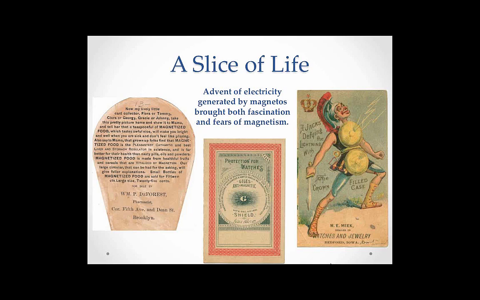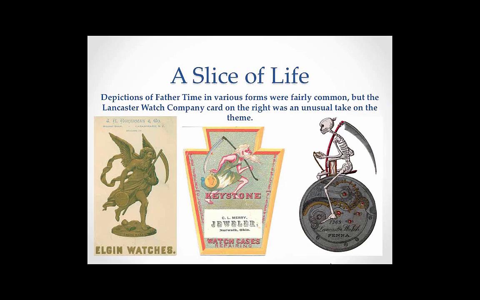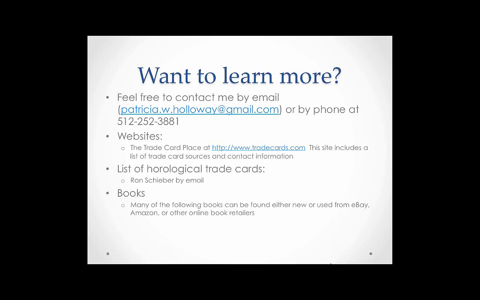A wonderful website that you can go to is the Trade Card Place, and it includes lists of trade card sources as well as contact information. Ron Shiver has made a list of horological trade cards. He does not include stock cards in general, but it is a list of horological trade cards. And his contact information is available on the Trade Card Place site. You can contact him and purchase one of these great lists. It's 11 pages front and back, so 22 pages in all. And he does have pictures of all the trade cards that he is aware of. So it's a really handy list to have.